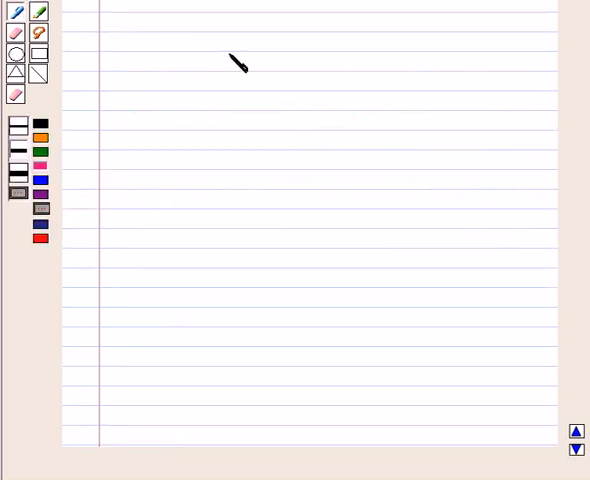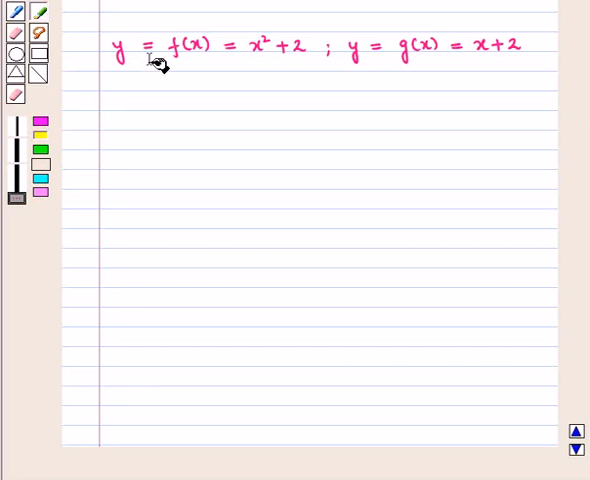Let us consider the following system of equations. y is equal to f of x, which is equal to x square plus 2, and y is equal to g of x, which is equal to x plus 2. Now let us see the graph of these two equations.